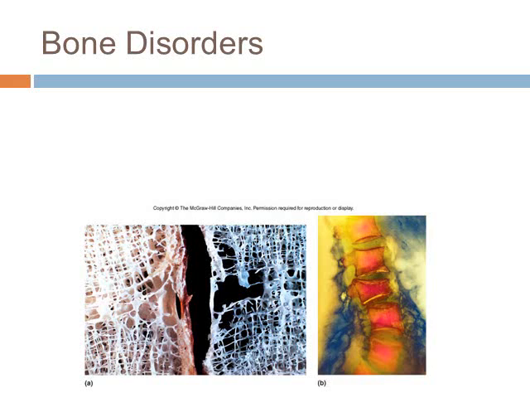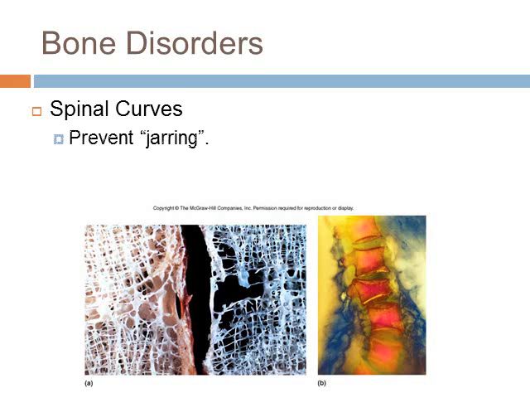Now, there are a couple of bone disorders that you need to be familiar with. We all have spinal curves, and we've talked before in the other unit about their value. Spinal curves do prevent jarring up and down our bodies. But some of the problems that come from curve disorders are scoliosis and lordosis. Scoliosis is a lateral curvature of the spine, like right here. If you look at where I pointed, you see how the vertebrae go off to the side. That's scoliosis, and it's very common in rapidly growing young people.